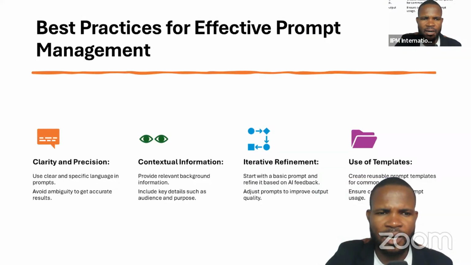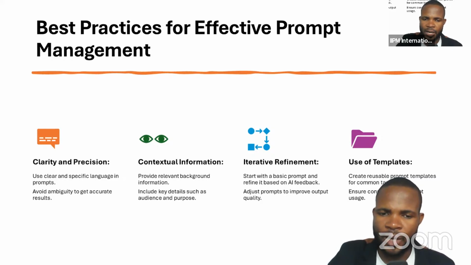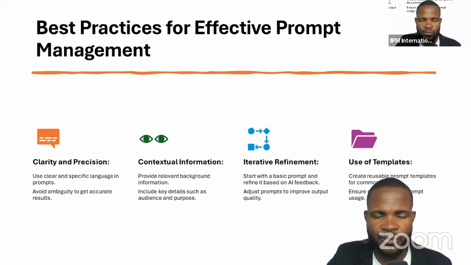Okay, then what are the best practices for effective prompt management? Number 1, clarity and precision. Like I said earlier, try as much as you can to be clear in the things you're writing and try not to be ambiguous. Don't make it to the point that the AI will get confused and start generating data that is not relevant to what you are asking for. All right. Then number 2 is contextual information. Provide the background, provide the format, provide the method, a style for which it is going to generate your content for you.